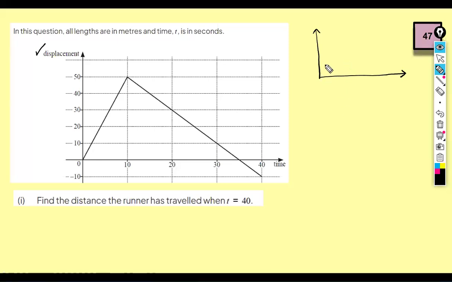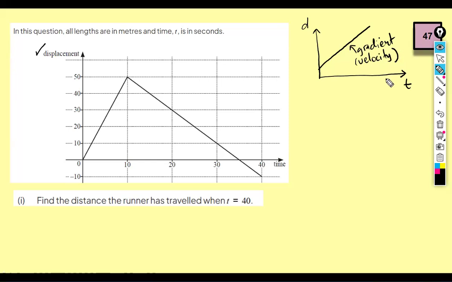In a displacement time graph, if you were to find the gradient, what does the gradient tell you? Let me know on the chat. If you have a displacement time graph and you were to find the gradient at any point on the graph, what information does the gradient tell you? Brito, correct. It's supposed to tell you velocity. So the gradient gives you the velocity.